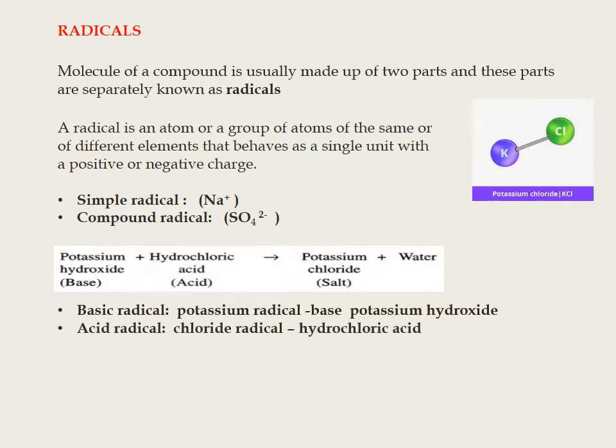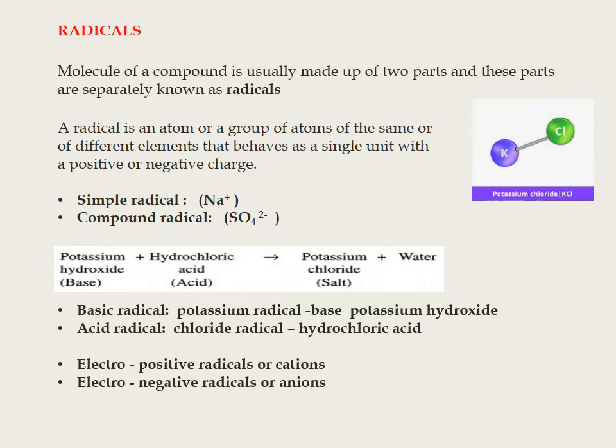When a salt is dissolved in water, it splits up into constituent radicals. The basic radicals are found to carry positive charge and so are termed as electropositive radicals or cations. The other part carries negative charge and so are called electronegative radicals or anions. Thus, in potassium chloride, potassium is electropositive and chloride is electronegative radical. Similarly, in magnesium sulfate, magnesium is electropositive and sulfate is electronegative radical.